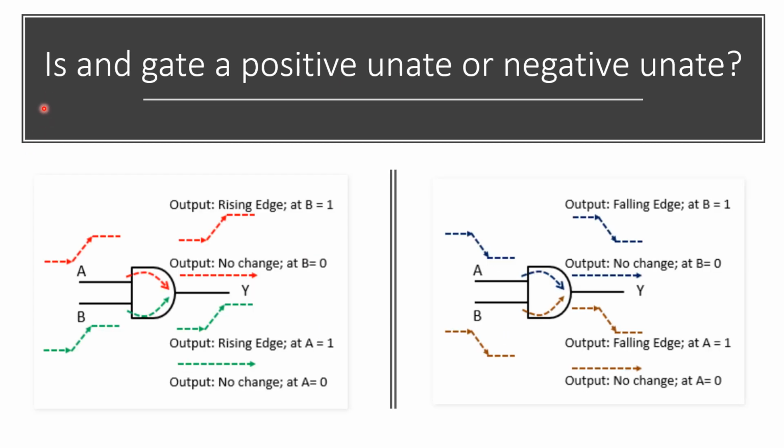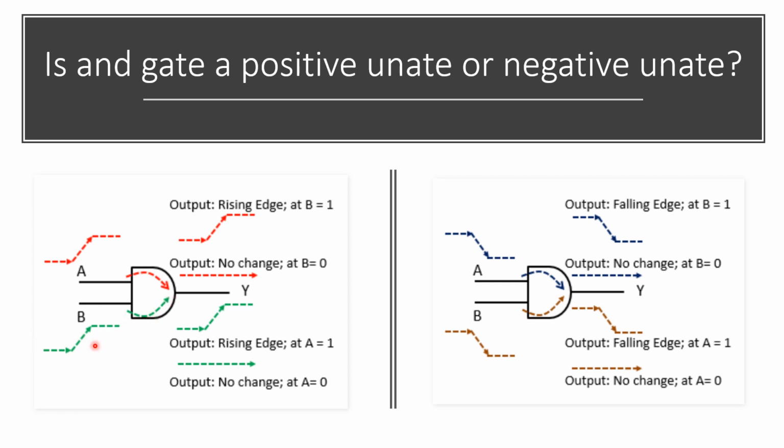So the next question is, is an AND gate positive unate or negative unate? Let us try to understand. So for instance, here you have a rising edge on an input A. Assume B is 1, then you have a rising edge on the output. And assume B is 0, the output is no change. So it's positive unate.